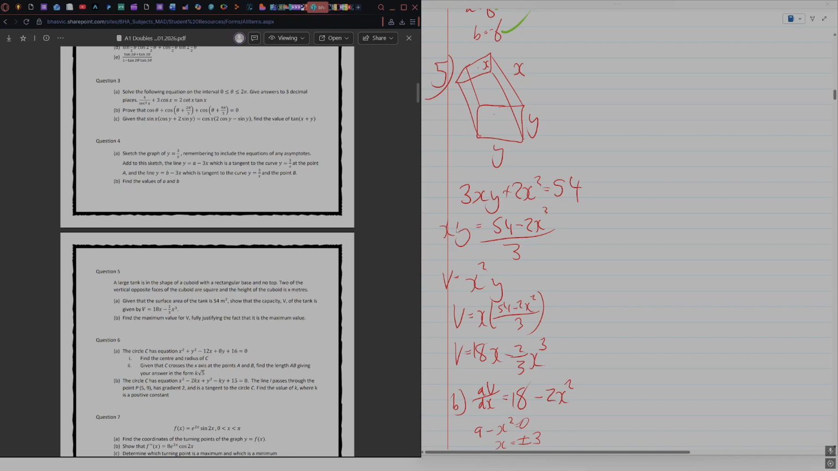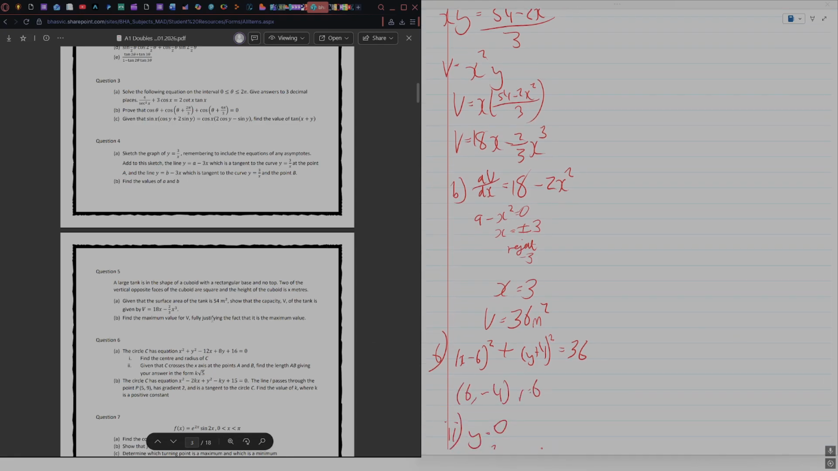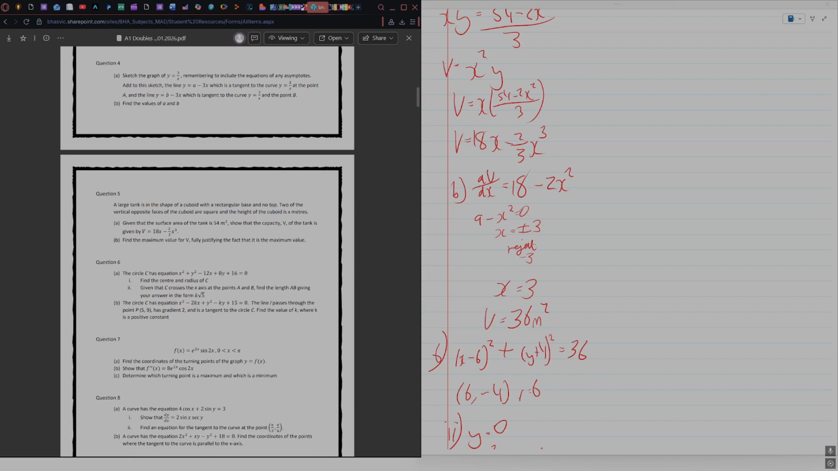You rearrange for that. I rearranged for xy actually because I knew the volume was going to be x squared y, so it's easier to just substitute that in. And then you just substitute, get your formula. And then for part B, it's just differentiate, solve, blah, blah, blah. And then substitute. Because it's asking you the maximum for V, you just substitute it back in. And that's your answer. Next question.